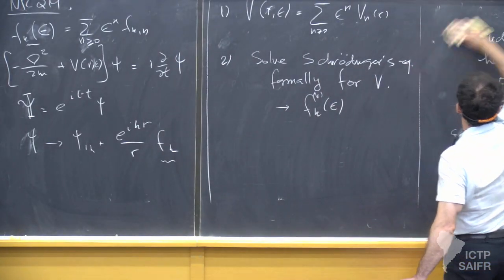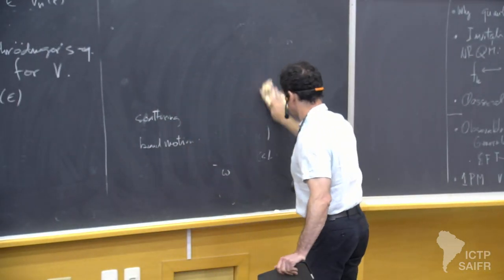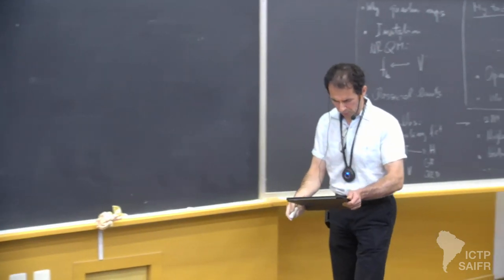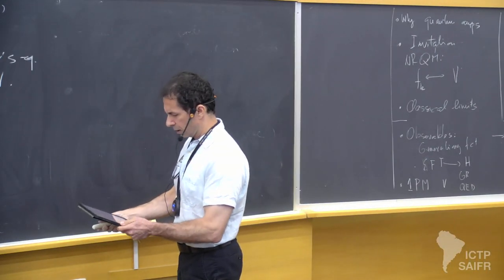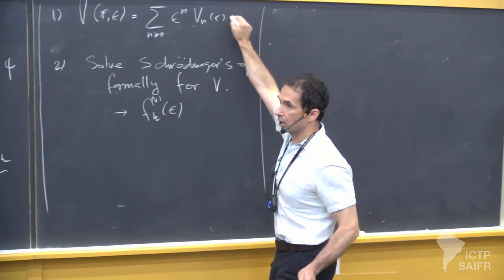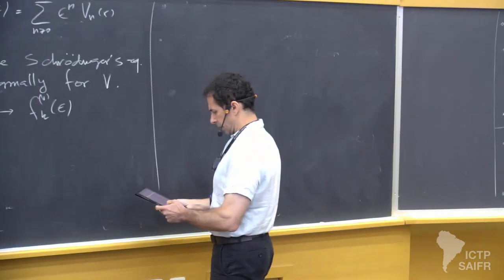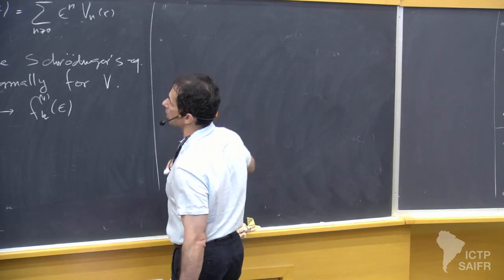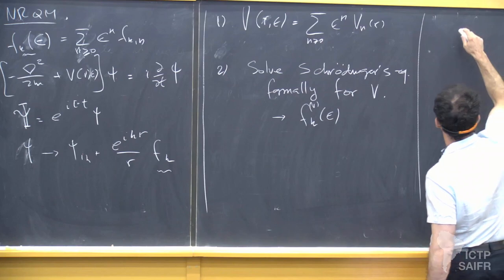OK, I seem to be running very quickly out of time. So I'm going to rely on your memories of non-relativistic quantum mechanics. Let's see. So anyway, we just made this assumption. So let's solve Schrödinger's equation. Schrödinger's equation remains this one. So let's rewrite it a little bit.